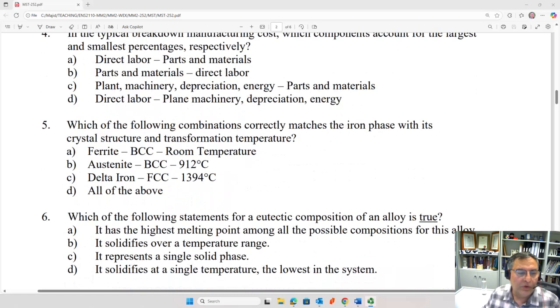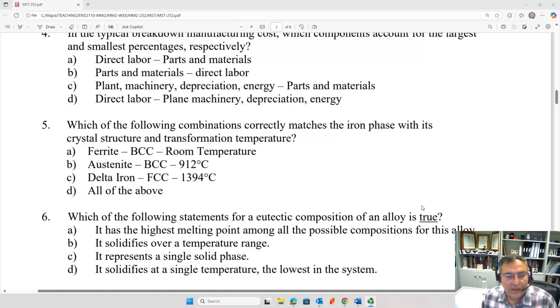A. Question 6. Which one of the following statements for a eutectic composition of an alloy is true? Well, in A, it says it has the highest melting point among all possible compositions for this alloy. This is obviously incorrect because it is the opposite indeed. B, it solidifies over a temperature range, which is not the case for eutectic composition. It solidifies at a certain temperature only.